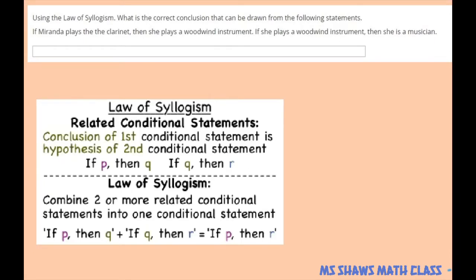The next one, using the law of syllogism, what is the correct conclusion that can be drawn from the following statements? If Miranda plays the clarinet, so we'll call that P, then she plays a woodwind instrument, so that would be then Q. If she plays a woodwind instrument, that's Q, then she's a musician, that would be R.